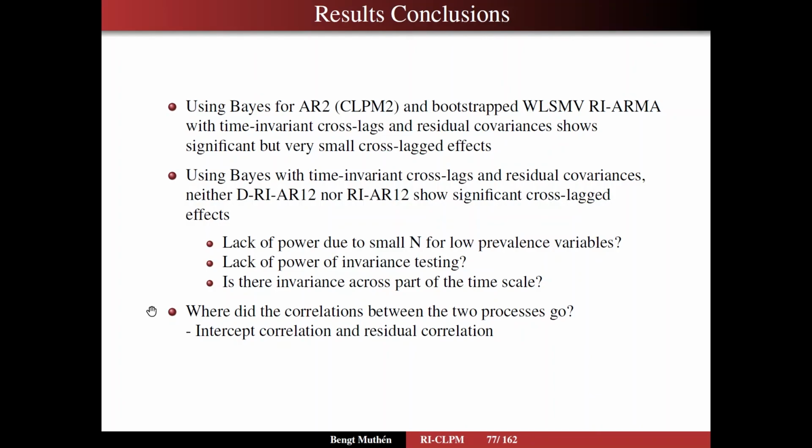So here you may ask at the end, where did the correlations between the two processes that we looked at early on go? Well, little of it went to the cross-lagged effects, and where they went is to the intercepts being correlated and to the contemporaneous residual correlations.